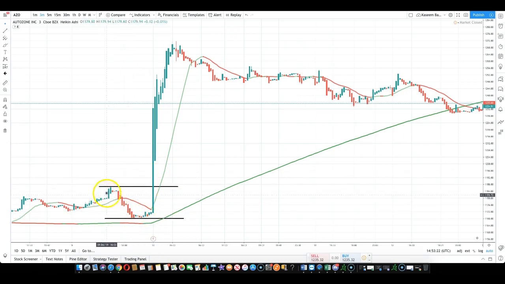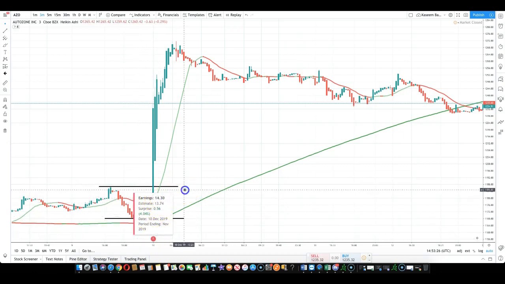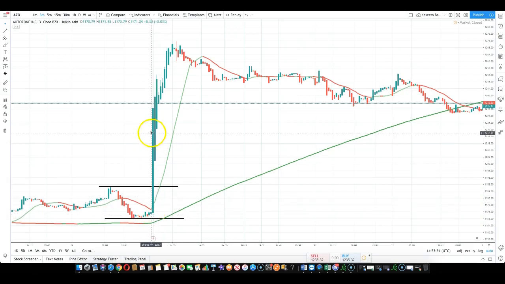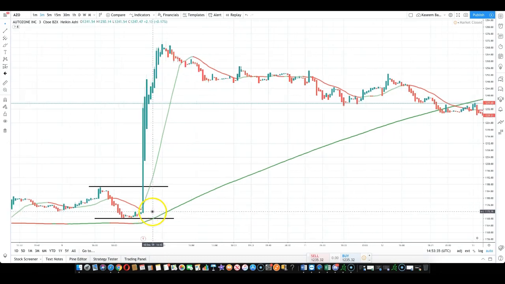And then guess what happened the next day? AutoZone reported good earnings, and the stock price shot up. So now, when you see a situation whereby the price breaks resistance, it usually signifies that you should probably buy, that the price of the stock will keep on going up from this level. It usually signifies that pretty much all the time, right?